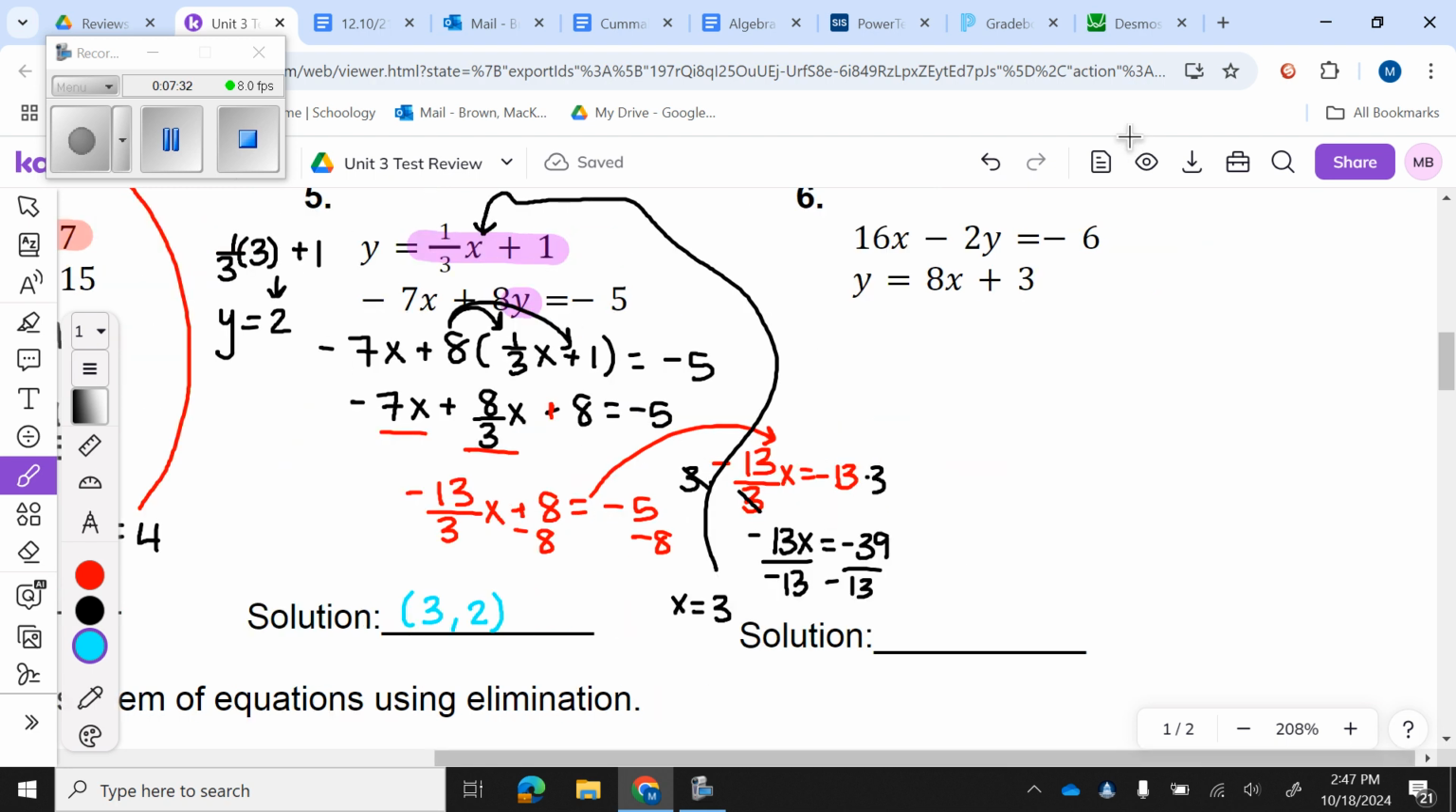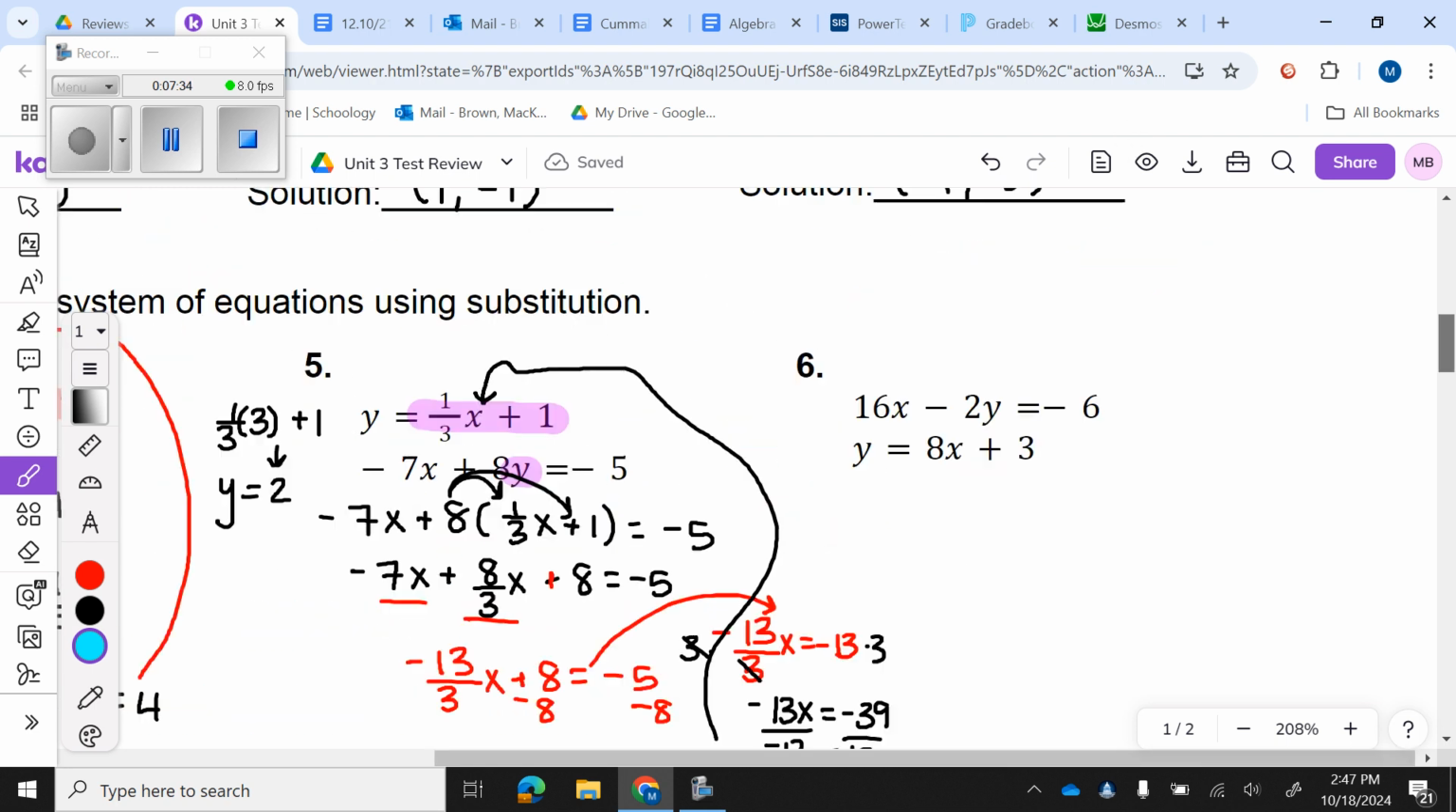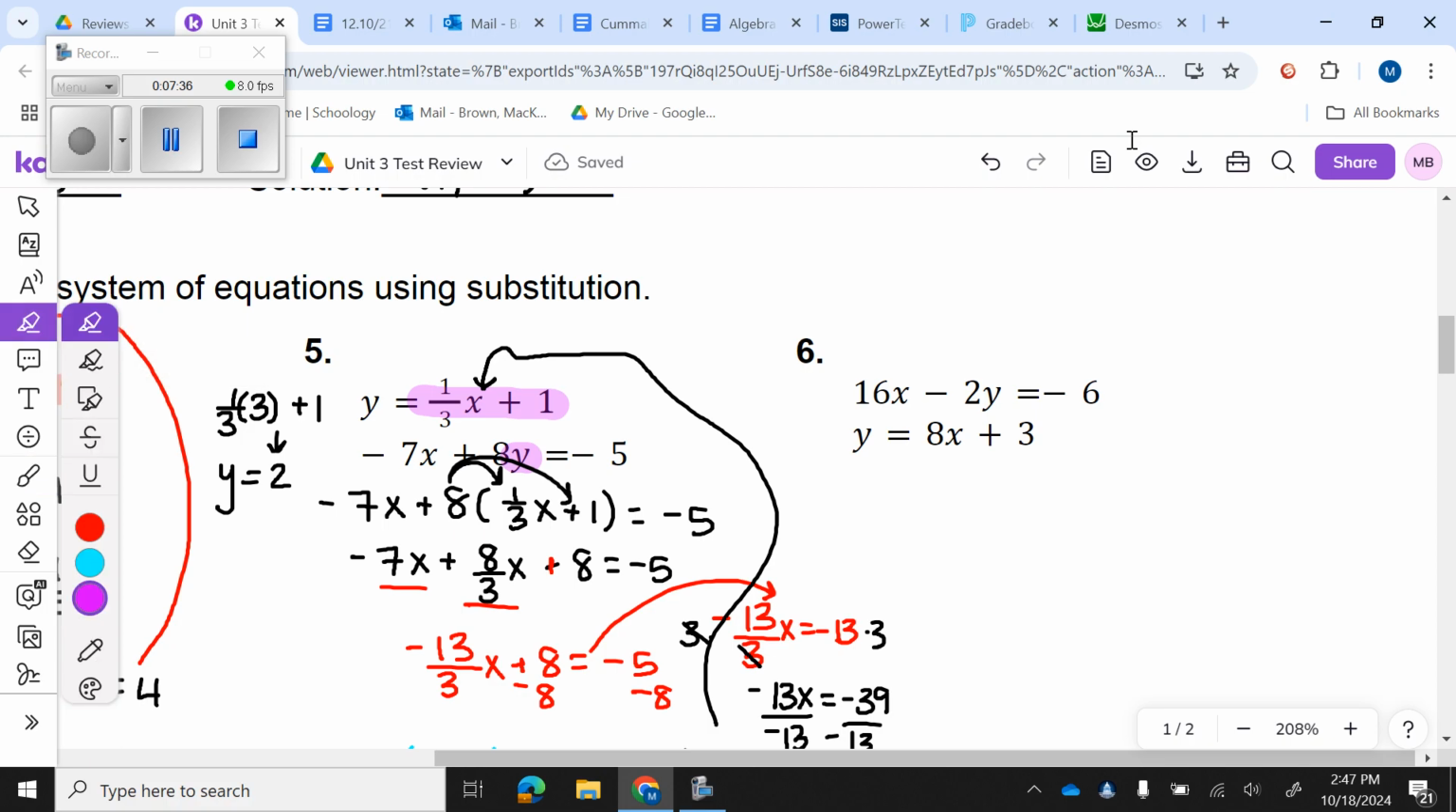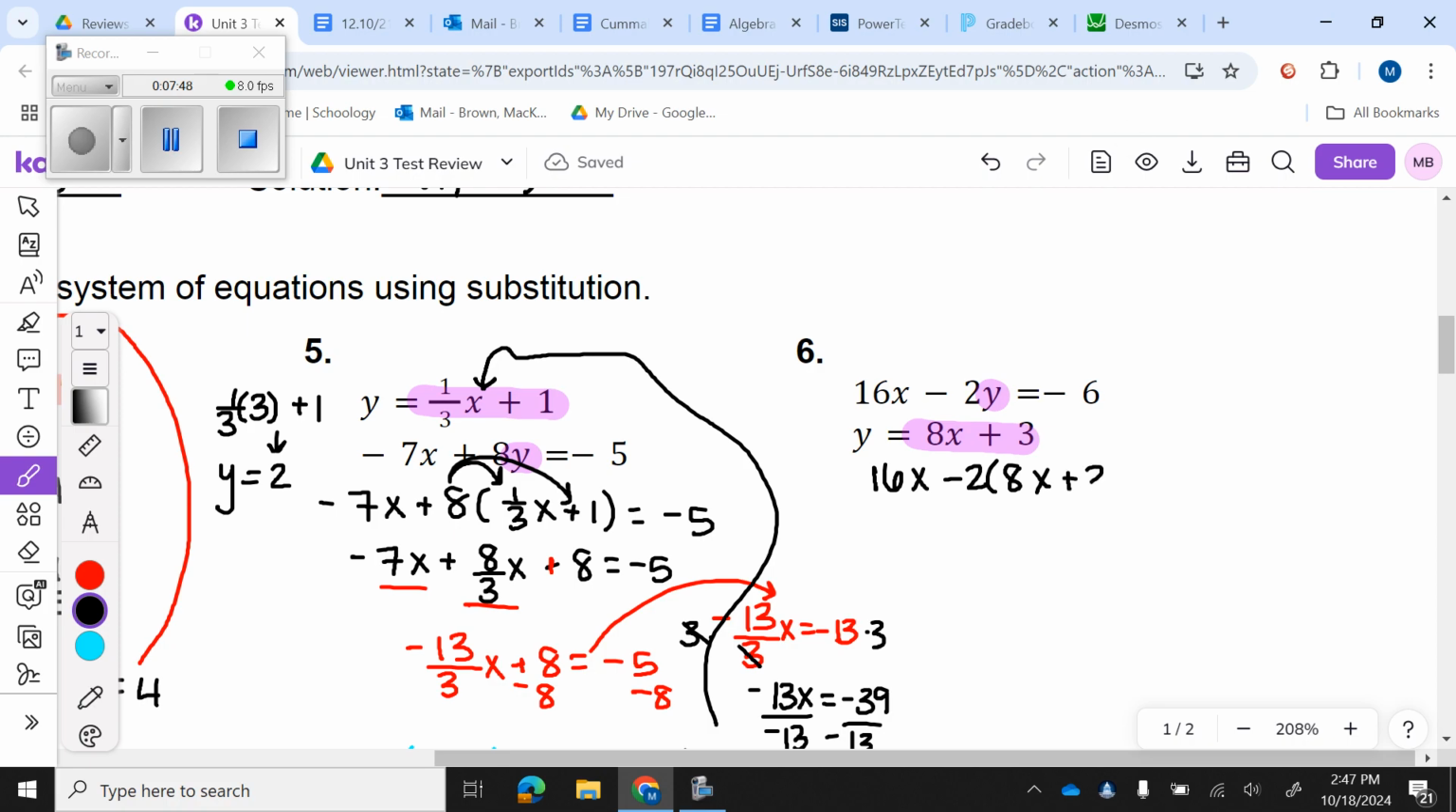All right, number 6, okay, I need to highlight whatever variable is by itself. So in this case, my y is by itself. So I'm going to highlight my y in this equation as well. Now I'm going to come in and I'm going to substitute. So I'm going to have 16x minus 2 parentheses 8x plus 3 equals negative 6.